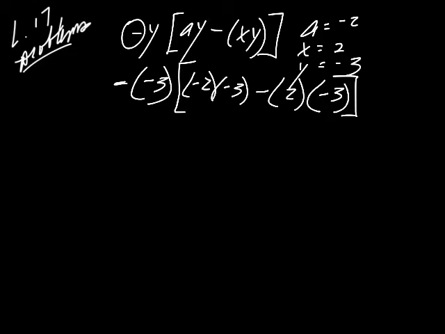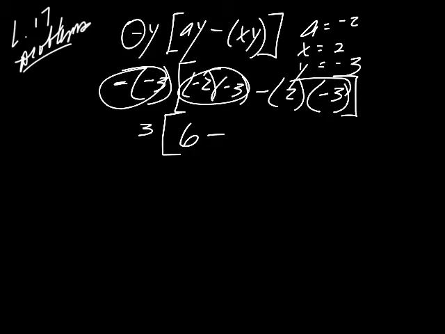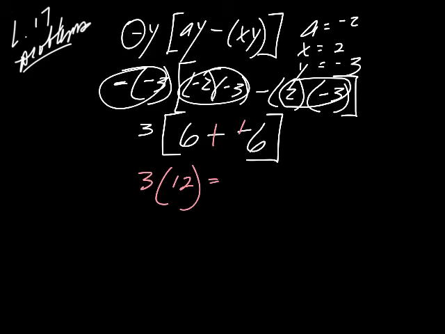Okay, so even though that looks a little bit complicated and maybe a little extra work, in the long run, it's a good deal. Okay, so that turns into a positive 3. Let's make our brace. That turns into a positive 6. Minus 2 times negative 3 is negative 6. So then these become positive. So we have 3 times 12 is 36 then for your answer.